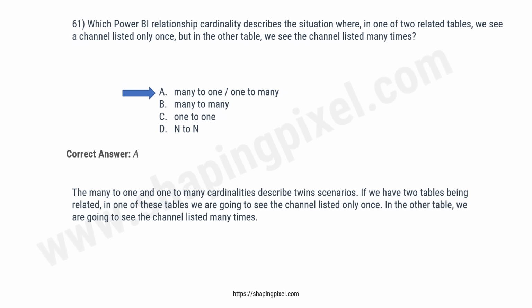The many to one and one to many cardinalities describe this scenario. If we have two tables being related, in one of these tables we are going to see the channel listed only once. In the other table we are going to see the channel listed many times.